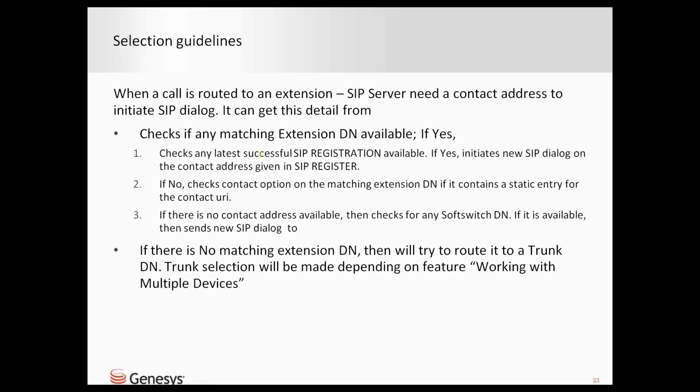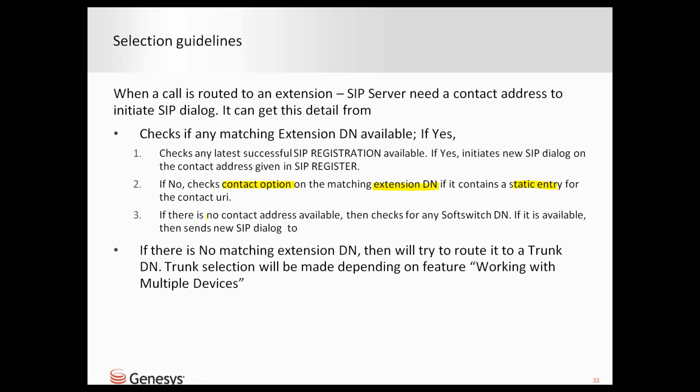First it checks if I have any SIP registration available. If there is a SIP registration, it's going to send a new SIP dialog or the new invite to that particular IP address. If there is no registration available, it checks for the contact option in the matching extension DN. If there is a contact option mentioned and there is a static entry, this is very important, it's going to send the invite to that particular IP address and port.